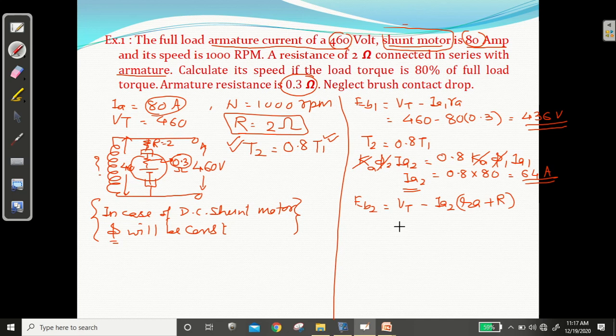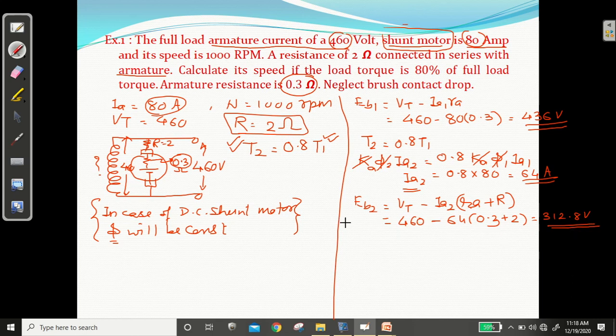It is connected here. So what is the value of VT? 460. It is same. Minus IA2 कितना है? 64. RA is 0.2 plus R कितना है? Sorry, this 0.3 plus R is 2. So 2.3. Okay. So if you solve it, 460 minus 64 into 2.3. So by using the calculator, I am going to find it. I am getting 312.8 volt. I got it. EB2.